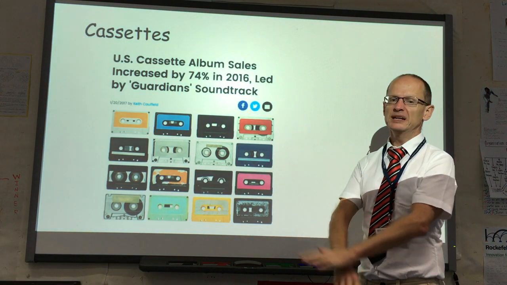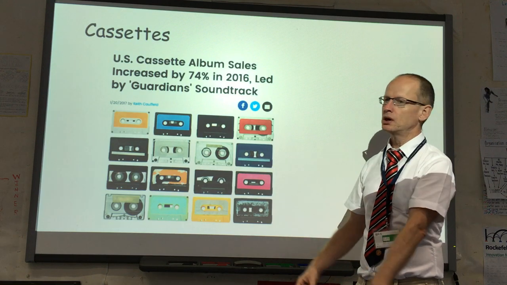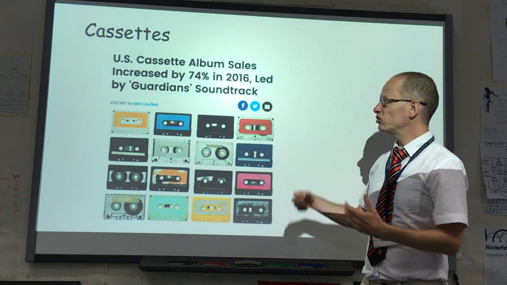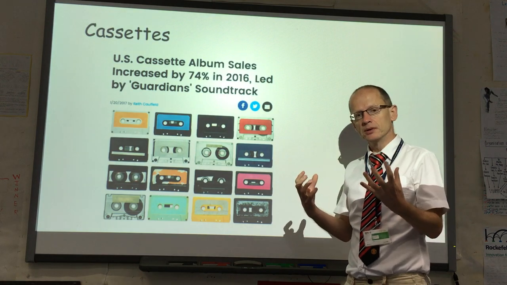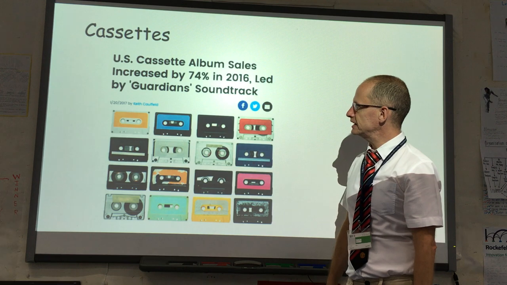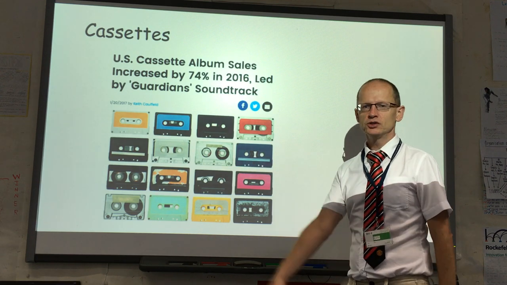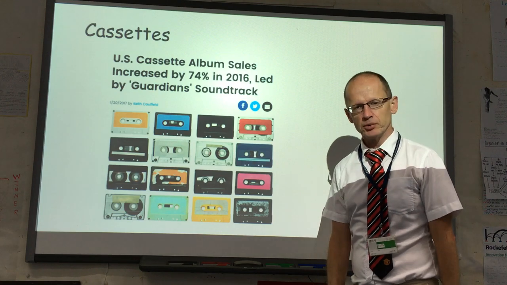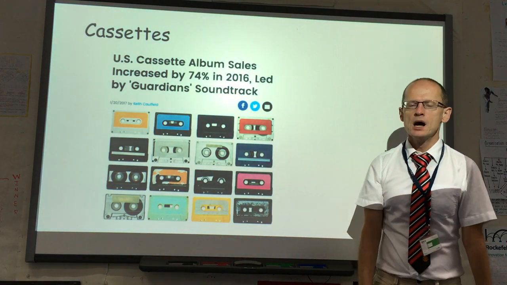Sales of cassettes basically stopped at about the same time as sales of vinyl, because again, people started buying CDs. But recently, sales have started to increase again, because young people want something which is tangible. So in 2016, sales of cassettes in the United States were about 130,000. The previous year, the sales had been about 75,000. So they've increased sales by 74%.